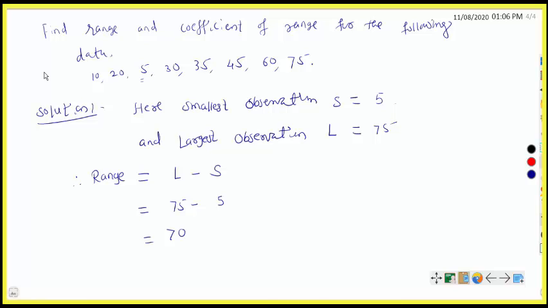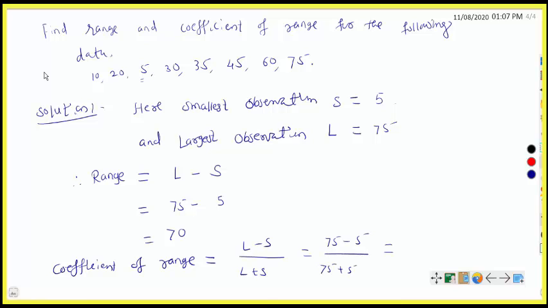Now coefficient of range is equal to L minus S divided by L plus S. So this is equal to 75 minus 5 divided by 75 plus 5. This is equal to 70 divided by 80. This is equal to 7 by 8. This is the coefficient of range.